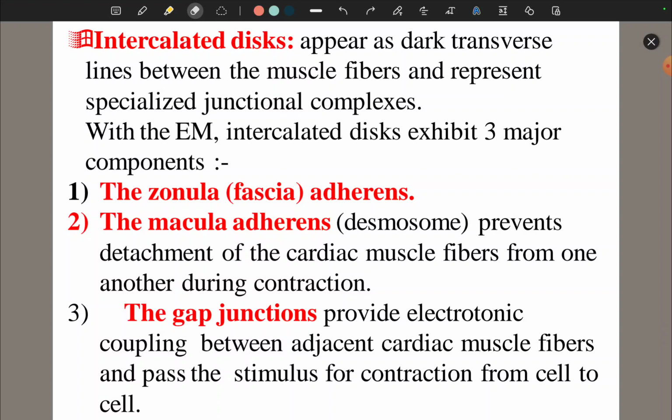Composed of zonular adherence, or fascia adherence.